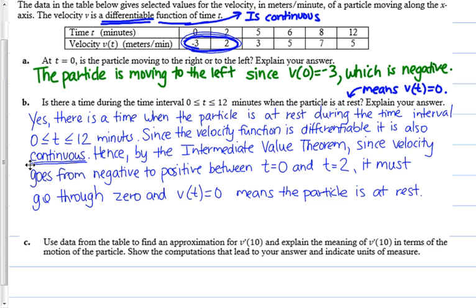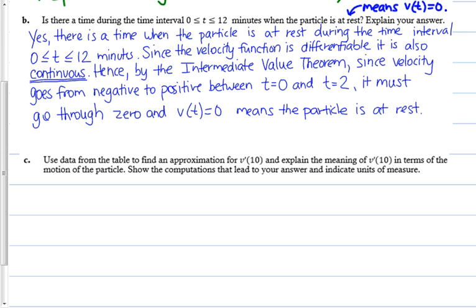All right, part C. Use data from the table to find an approximation.